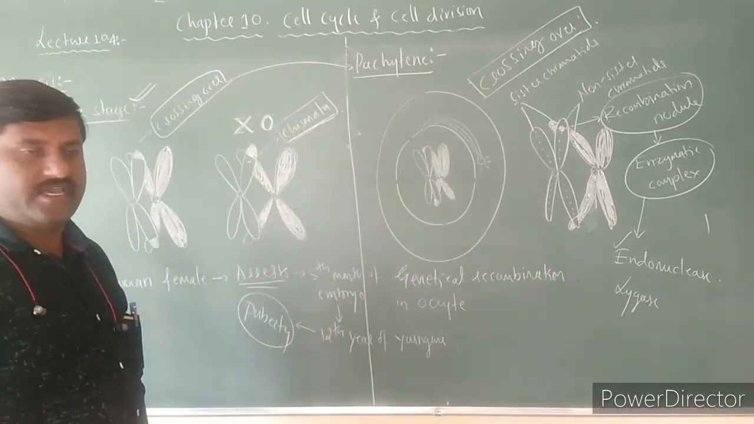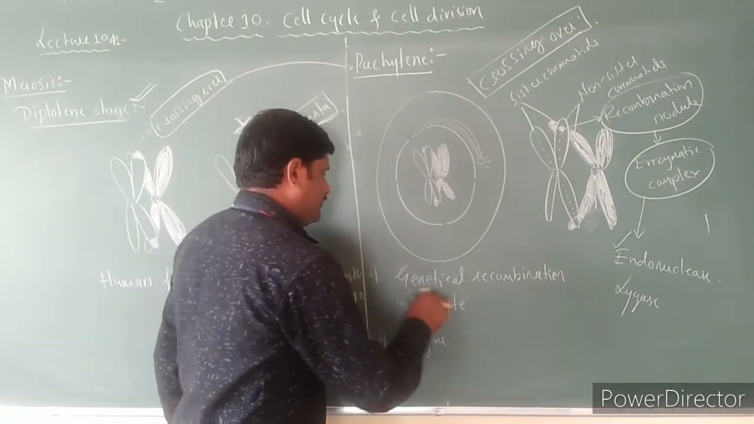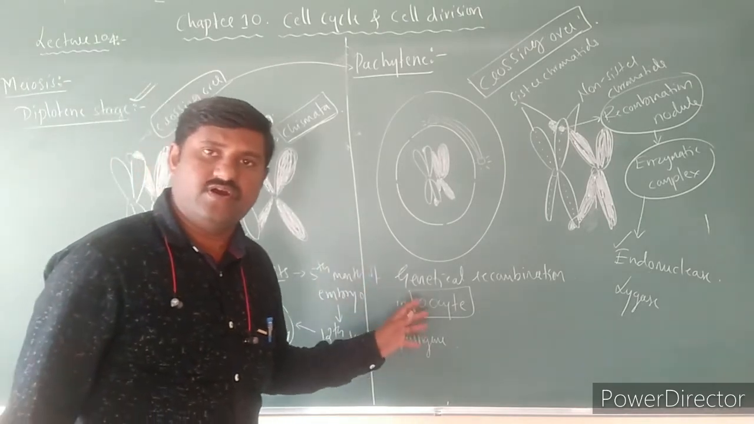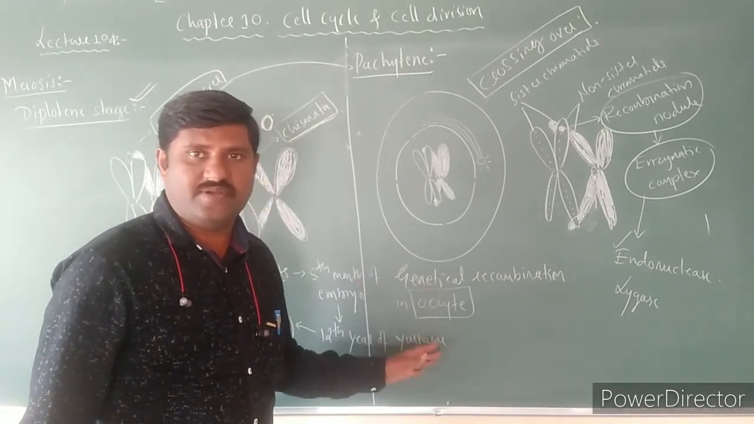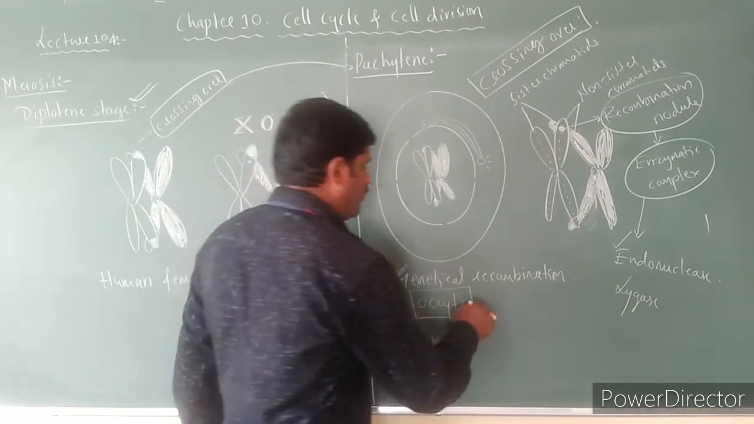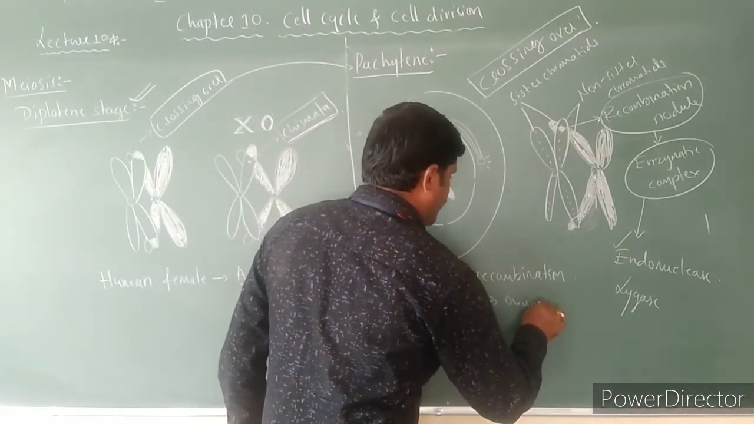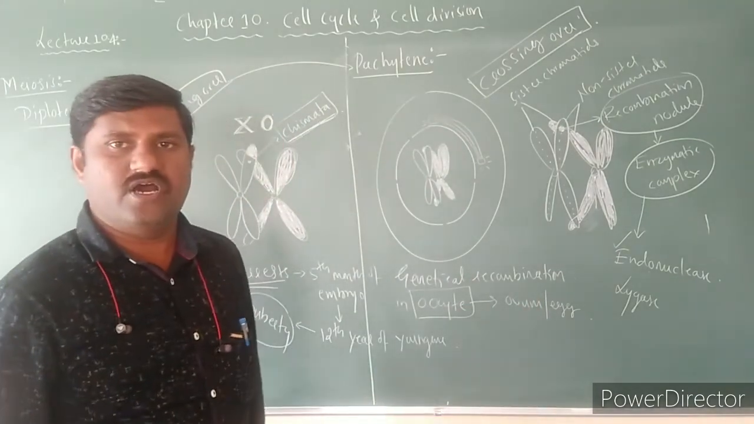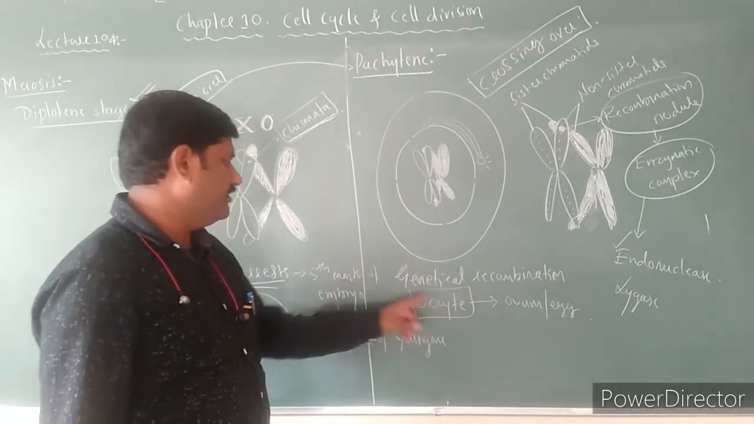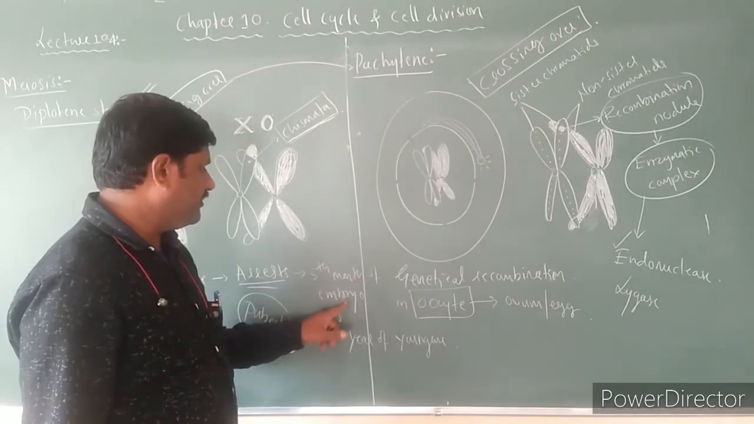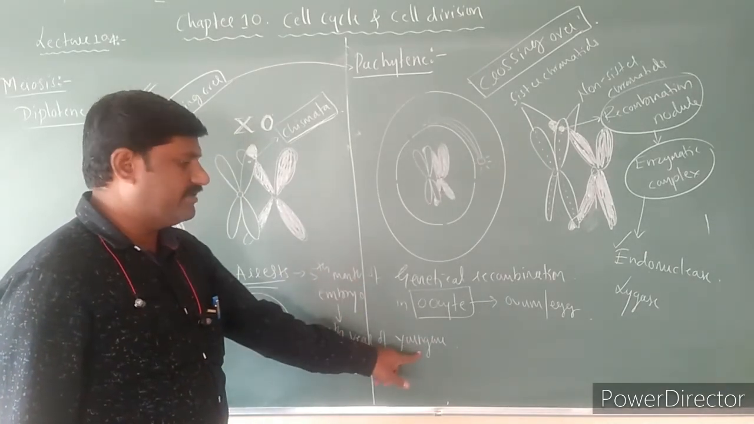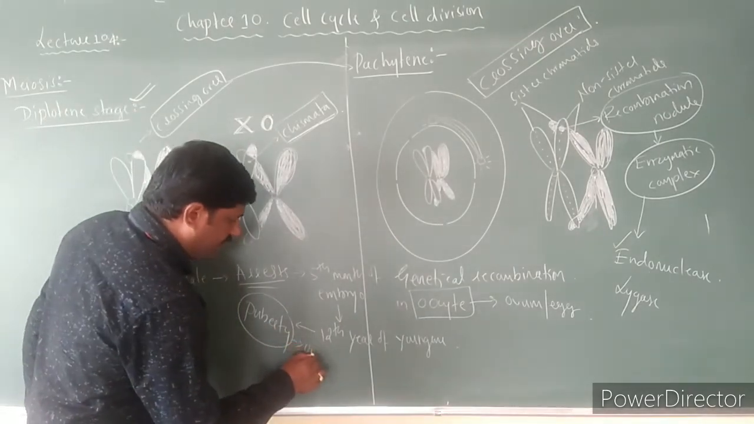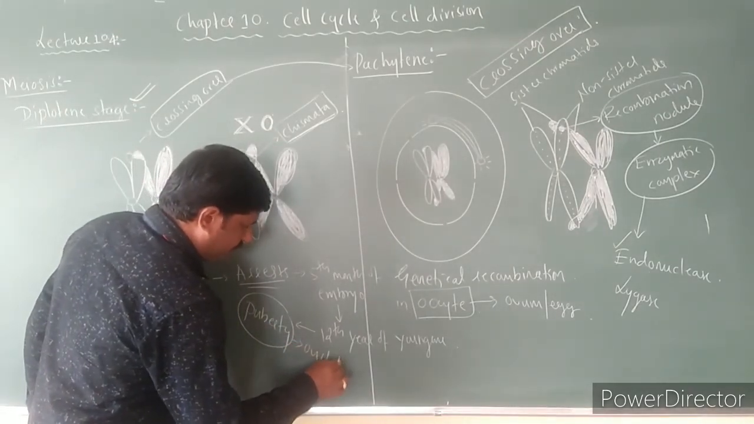In oocyte formation, the meiotic cell division takes place during the formation of gametes. The oocyte is going to form what? The ovum, or egg cell. The oocyte rests from the 5th month of the embryo up to the 12th year, that is, up to puberty or ovulation.